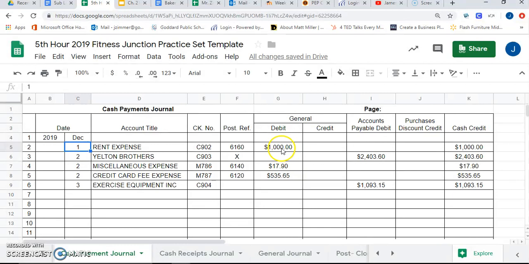$1,000 is going to be general debited because we're using rent expense, and that's a general account. It's a general ledger account, I'm sorry. And then also, every time you use the cash payments journal, cash is affected in some way. We didn't have any credits, no accounts payables involved here, and there was no discounts. So it's going to be $1,000 over to cash credit, and that's as simple as that as far as a journal entry goes. When you post, you go out to your general ledger. Got to go back. General ledger.